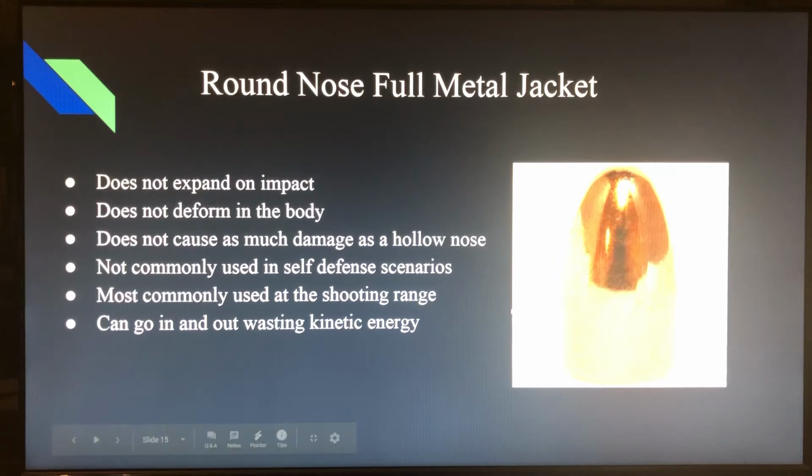So the reason that a round nose bullet is less damaging than a hollow nose bullet is because they can go through and through or in and out, meaning that as the bullet goes into a human, it can exit the human and it takes kinetic energy with it, which wastes kinetic energy.